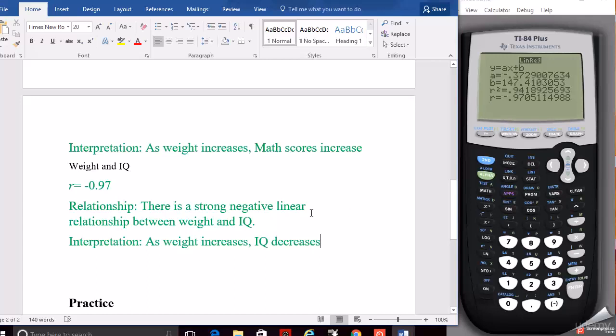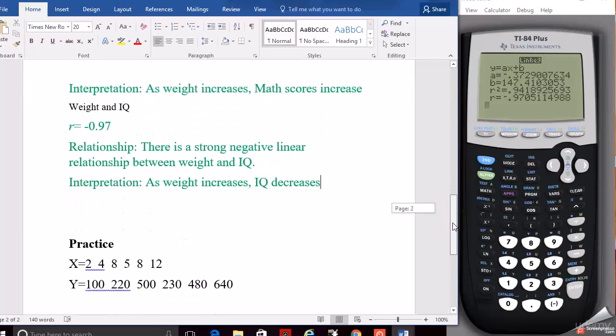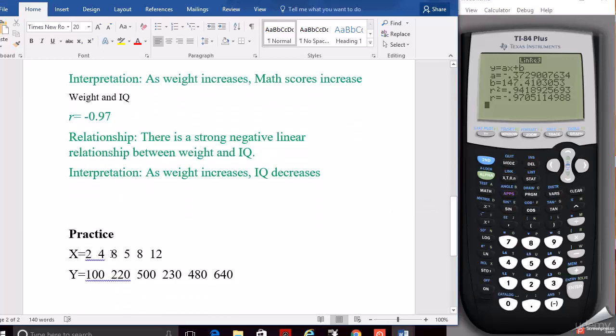So that is how we compute the correlation coefficient. You turn the diagnostic on first and then compute your linear regression, which will include r as an output. I want you to try what I have done to see if you get the same results, and also practice with this. We'll have X: 2, 4, 8, 5, 8, 12, and Y: 100, 220, and the rest. I want you to establish the relationship between X and Y. All right, thank you for listening. See you next time.